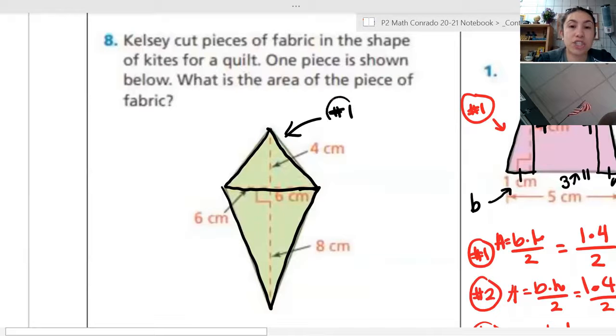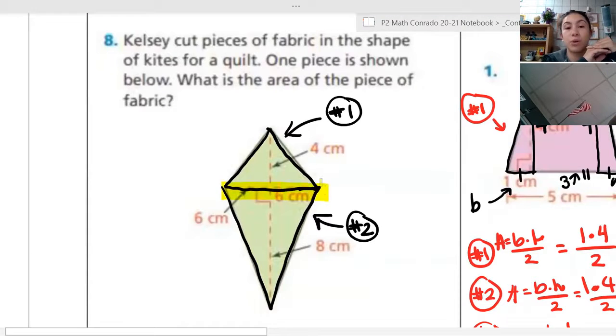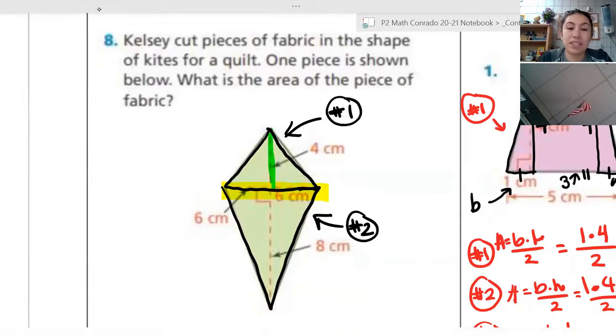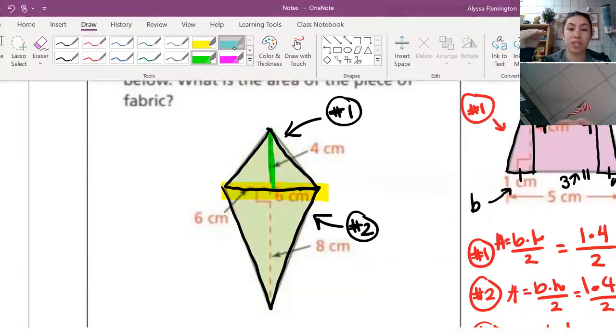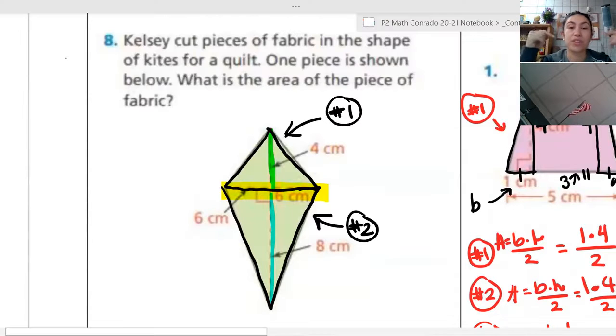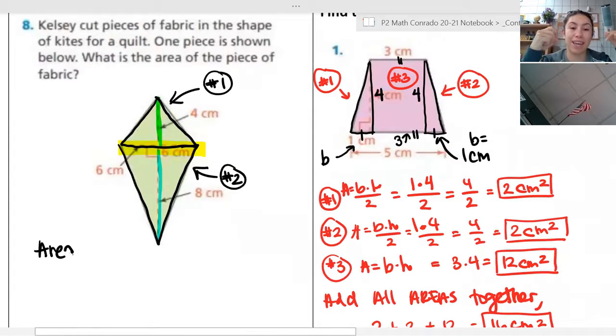Okay, so Ms. Flemington just decomposed her kite into 2 large triangles. We know the area formula for a triangle. They share the same base, which is going to be 6 centimeters for both triangles. Triangle number 1 has a height of 4, and triangle number 2 has a height of 8. We know all of our pieces, so let's substitute them in.